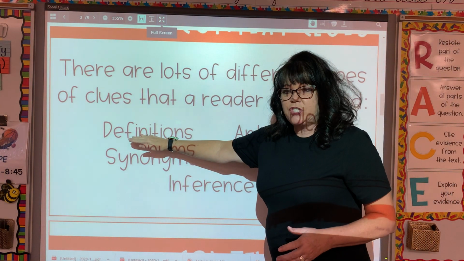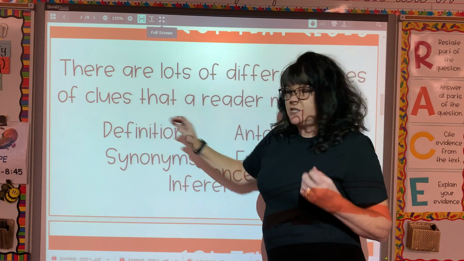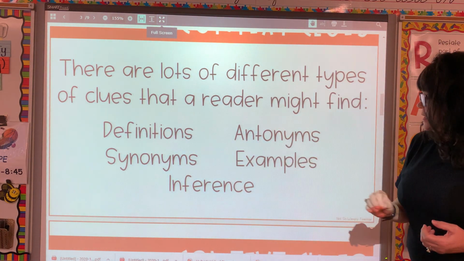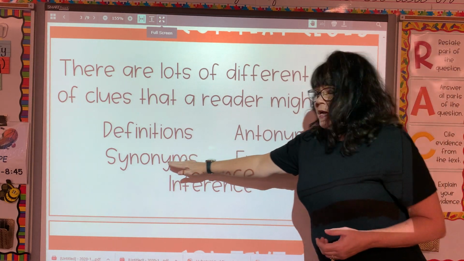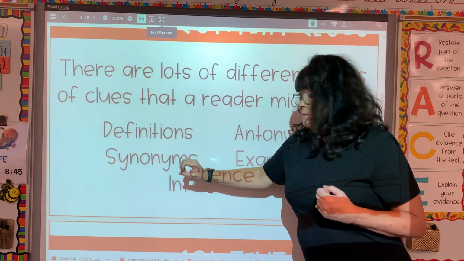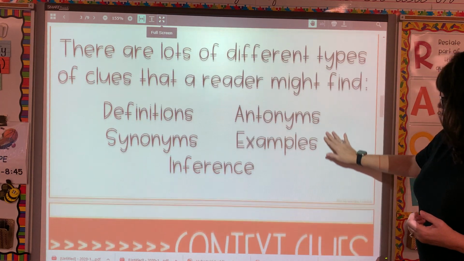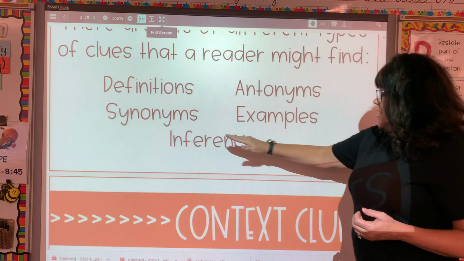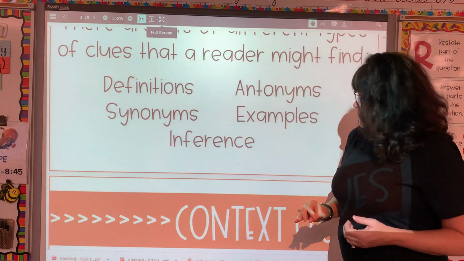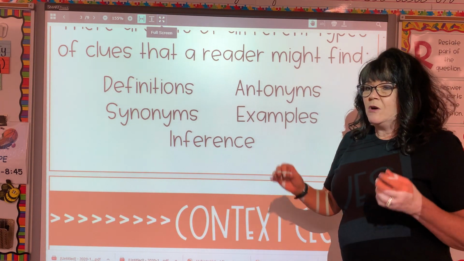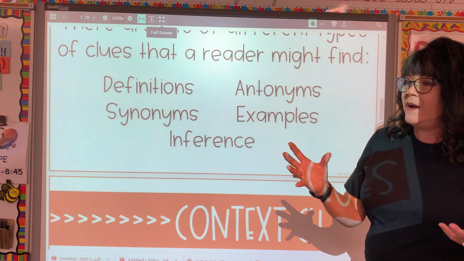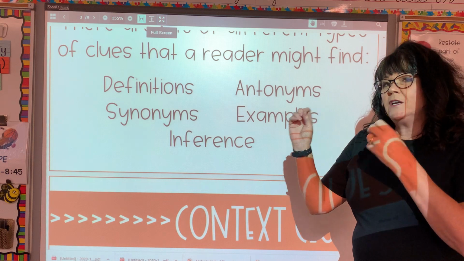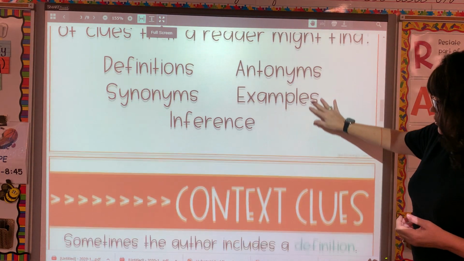Look for definitions. Sometimes the definition is right around that word. Sometimes they use an antonym. That means an opposite. Sometimes they'll use a synonym, which means words that mean the same. Sometimes they'll give you an example of what that word means. Sometimes you have to use an inference, and that's when you have some background knowledge, you know what they're talking about, so you make a conclusion based on those clues.